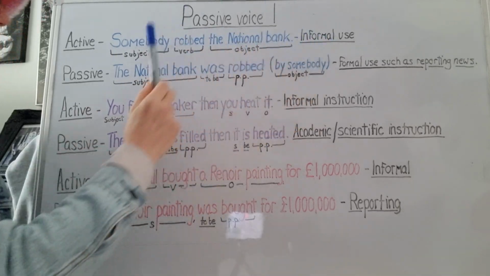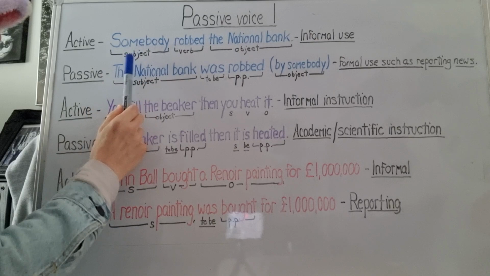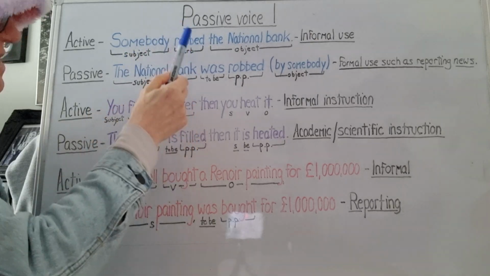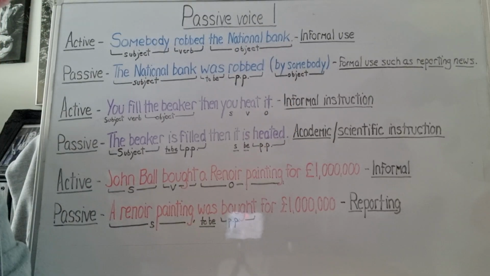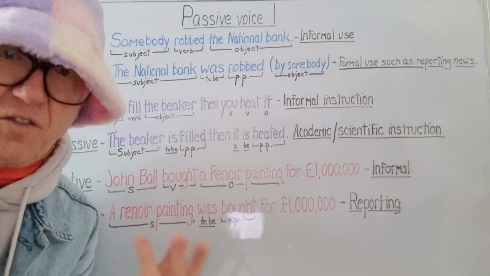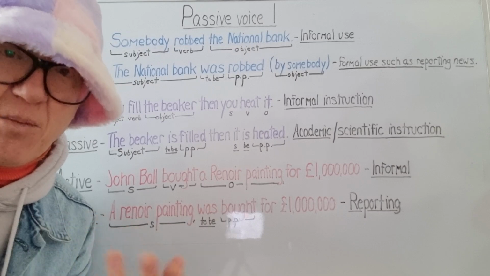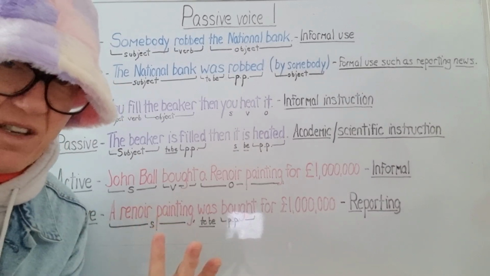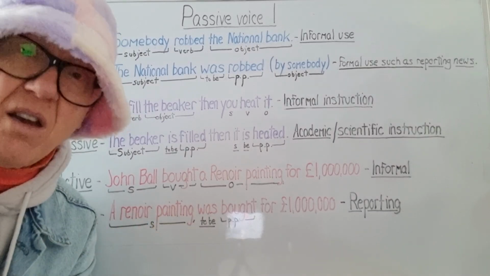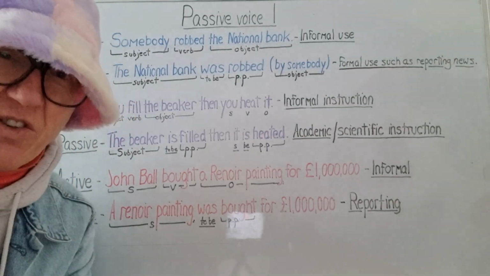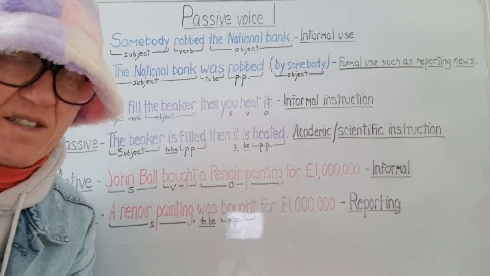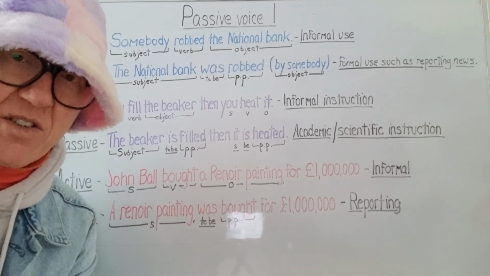This is informal. Somebody, that's your subject, robbed, that's your verb, in this case past simple, the National Bank, that's your object. Okay, you could say this to your friend, relative, neighbor, colleague, anything like that. Oh, somebody robbed the National Bank. Oh, really? But imagine you're watching the news and the newscaster says, today somebody robbed the National Bank.